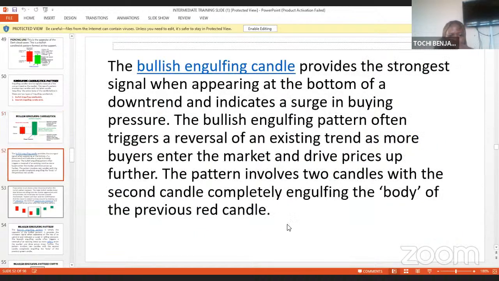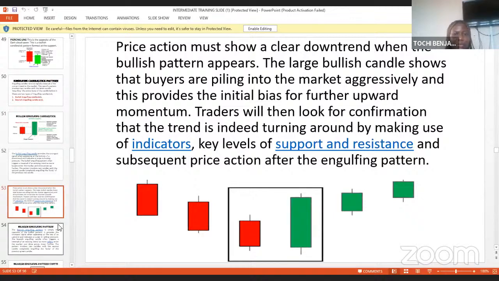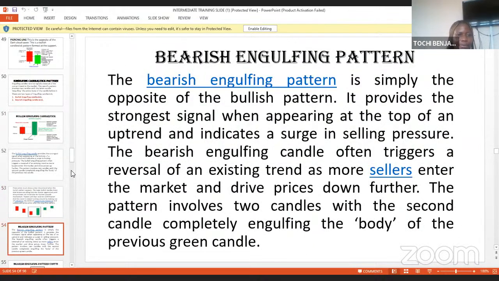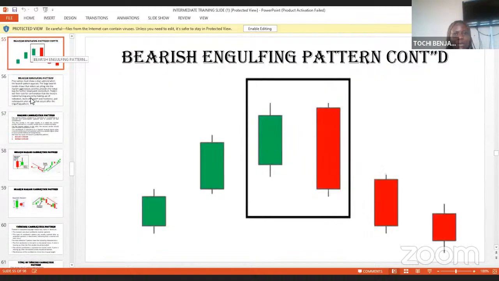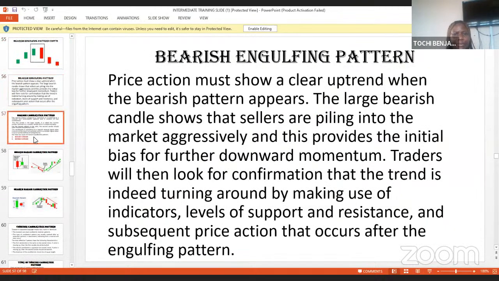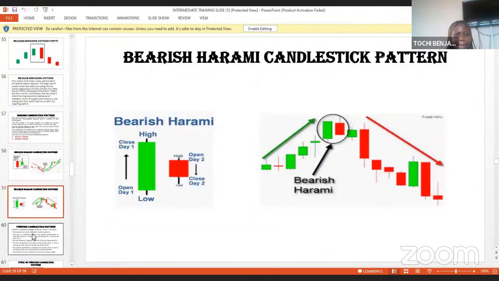But now let's look at this. This is engulfing. People are treated engulfing. Bearish. Harami. Treated Harami.